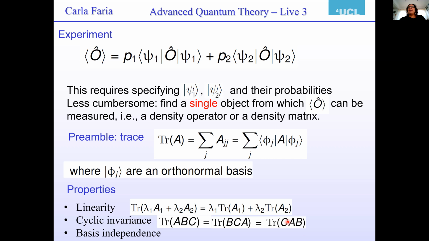Now, one thing that we use to prove or to determine properties of the density matrix are these things. I'm not going to do the proofs here, but have a look at the synchronous lectures.